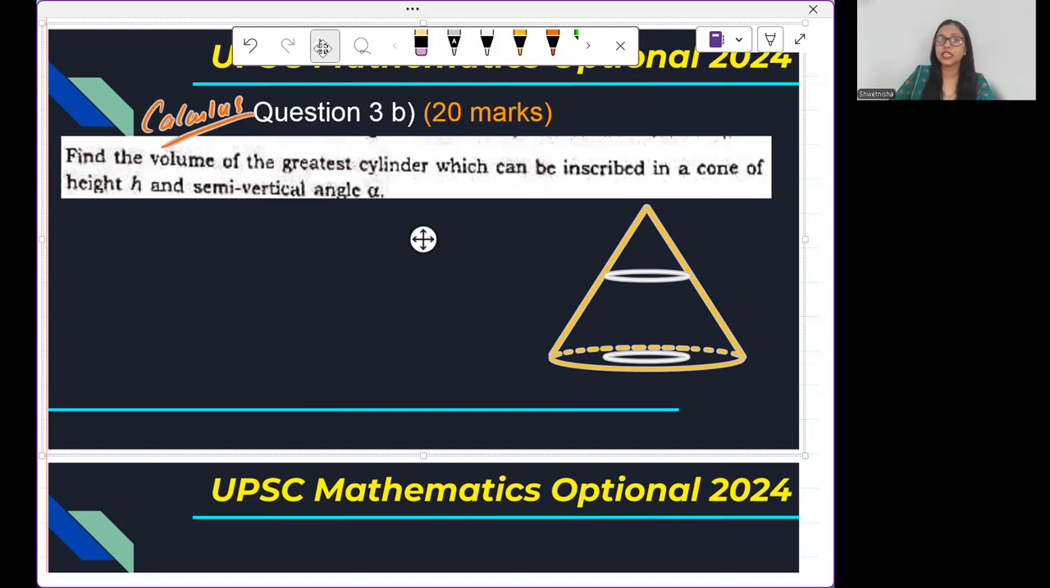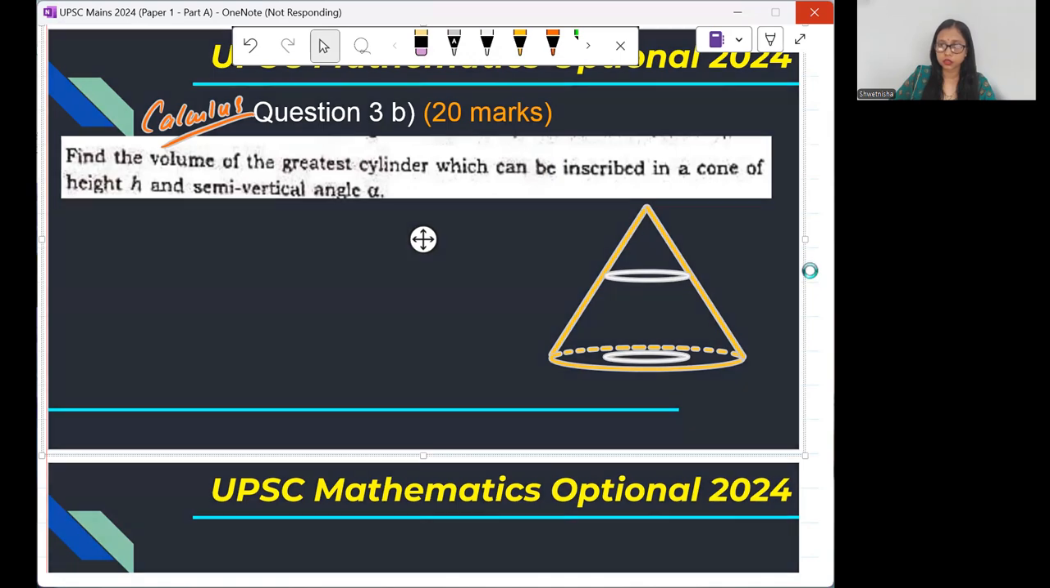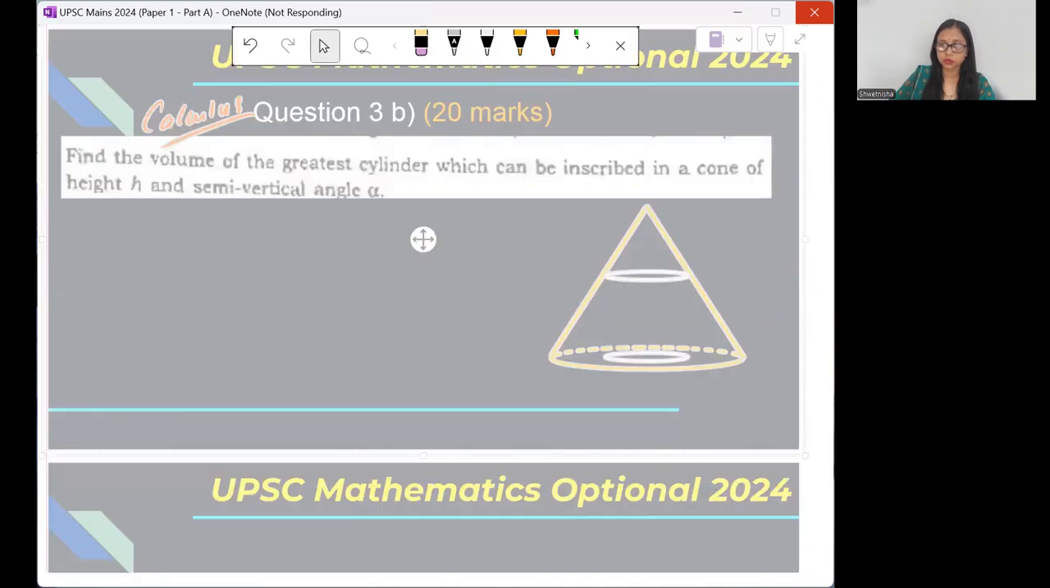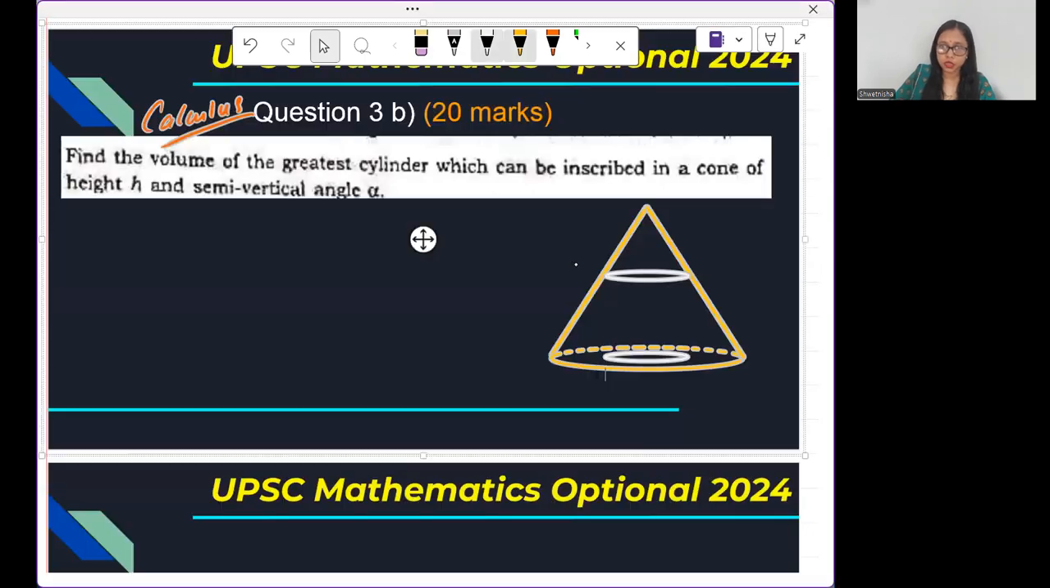Find the volume of the greatest cylinder. So what is the greatest cylinder I can inscribe? You can find it in terms of h and alpha because that is given here. So let us say, just a second. Yeah.